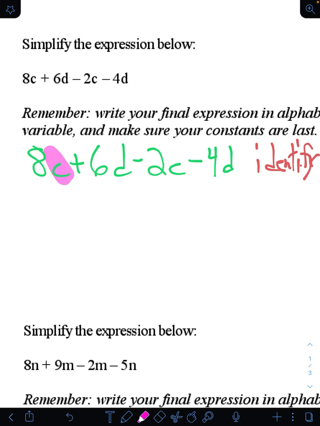So we have an 8C. Is there another C somewhere here? Yeah, there's a C here. And there's a minus 2C that's attached to it. So these are two like terms.